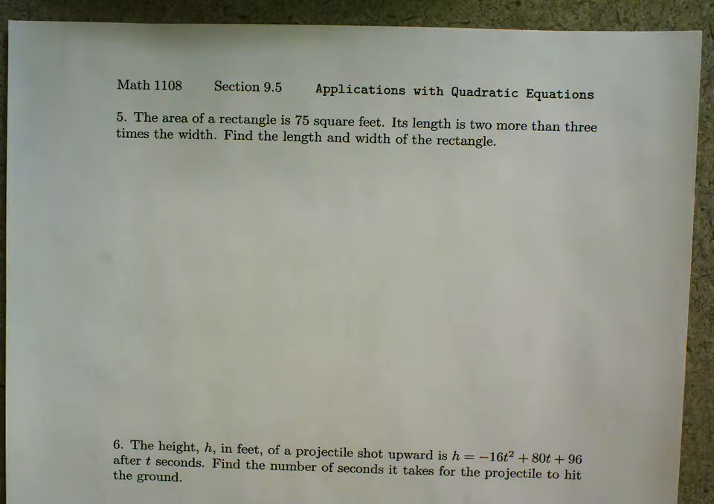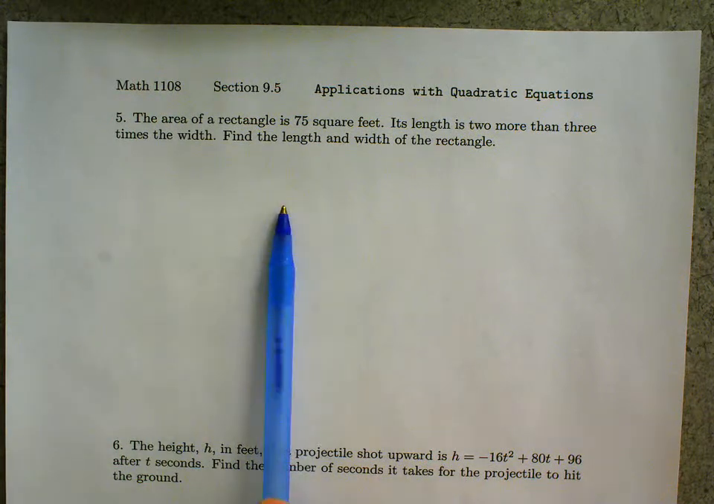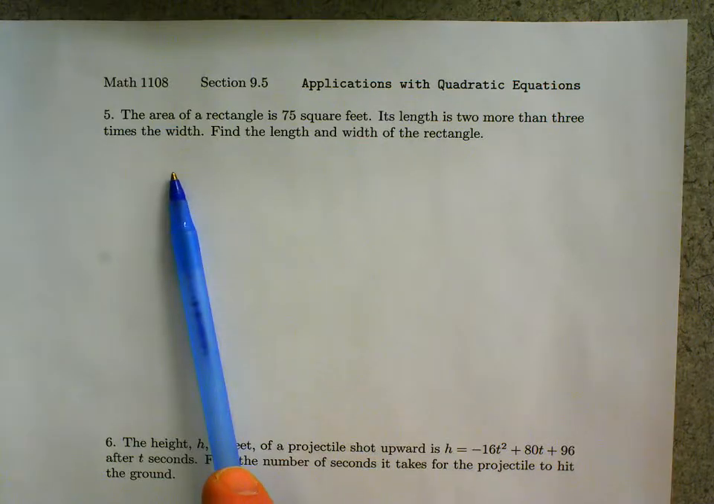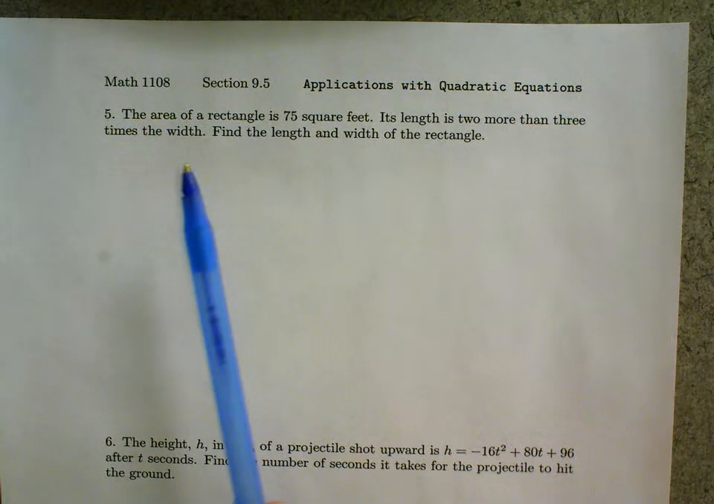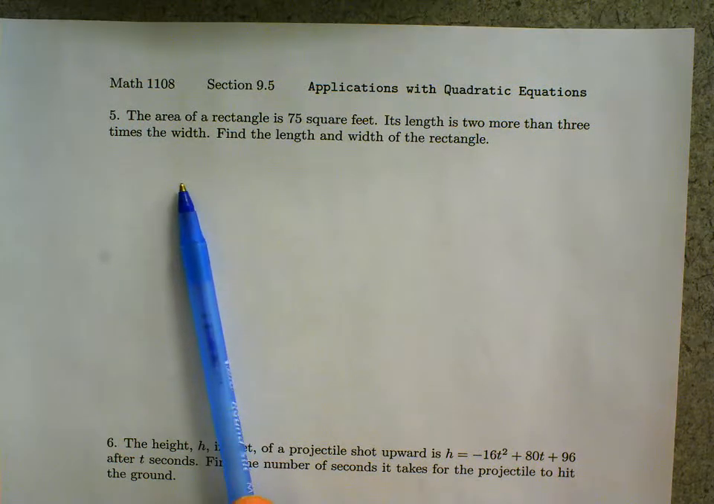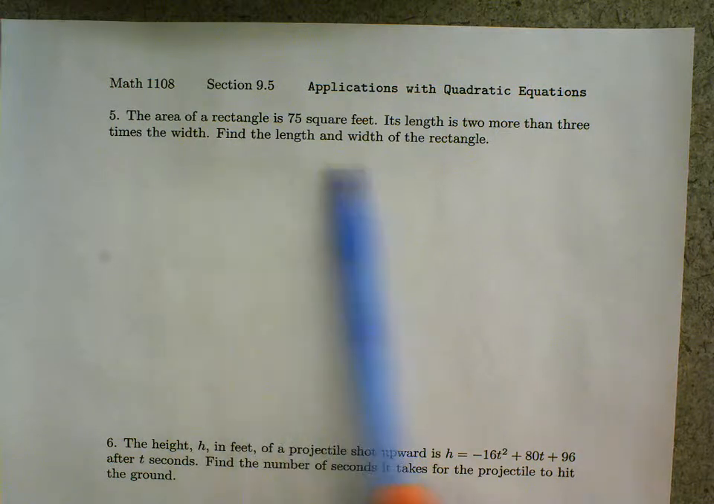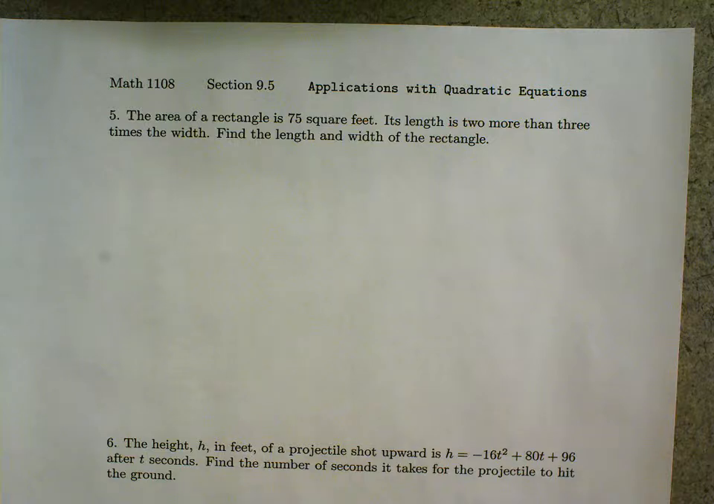We'll be in section 9.5 again today, looking at some of the word problems. So we're on number 5. The area of a rectangle is 75 square feet. Its length is 2 more than 3 times the width. Find the length and width of the rectangle.